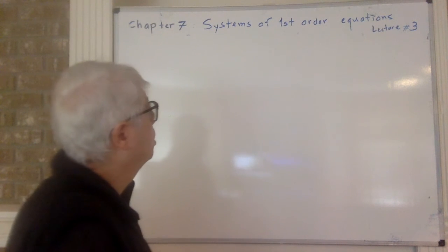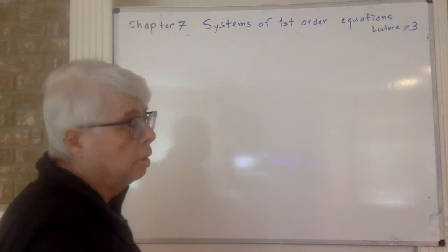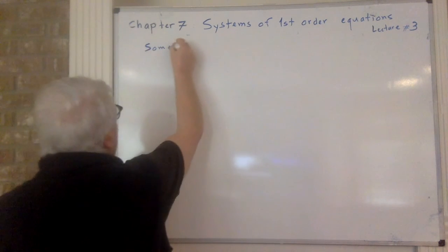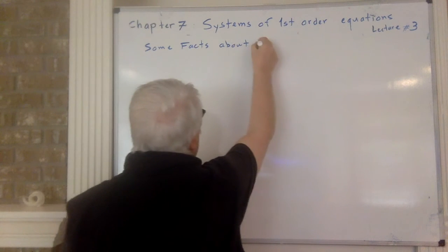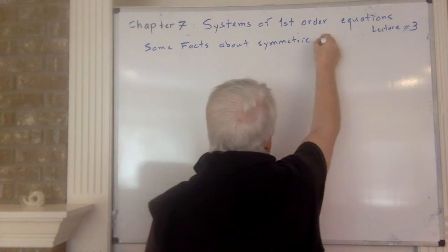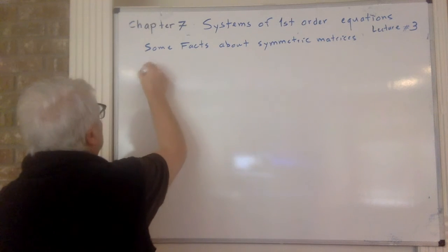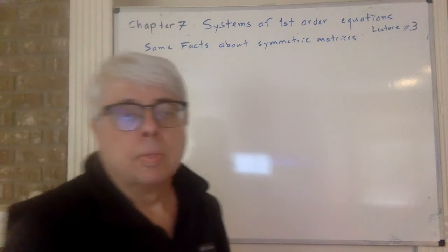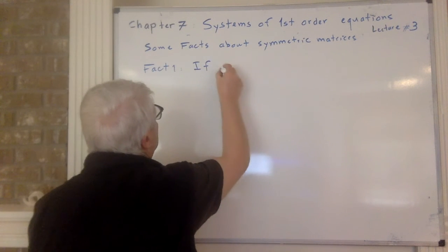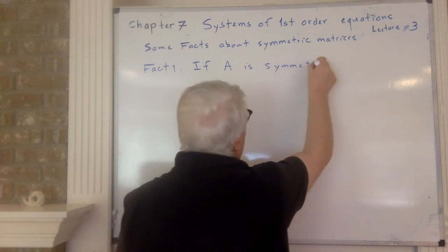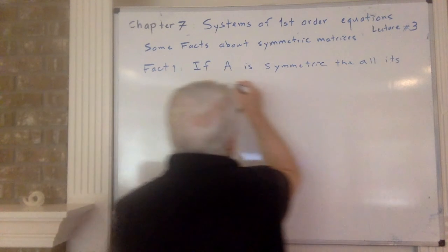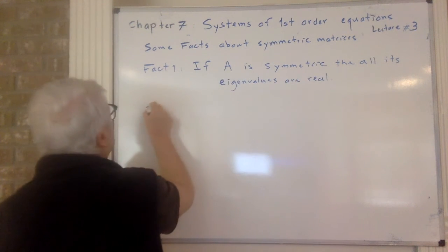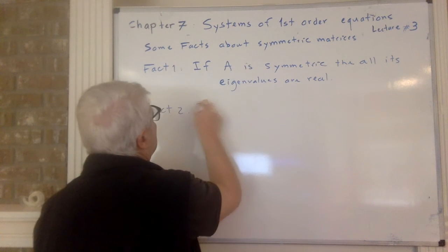So that's lecture 3, chapter 7, systems of first order differential equations. Part 1 is eigenvectors.